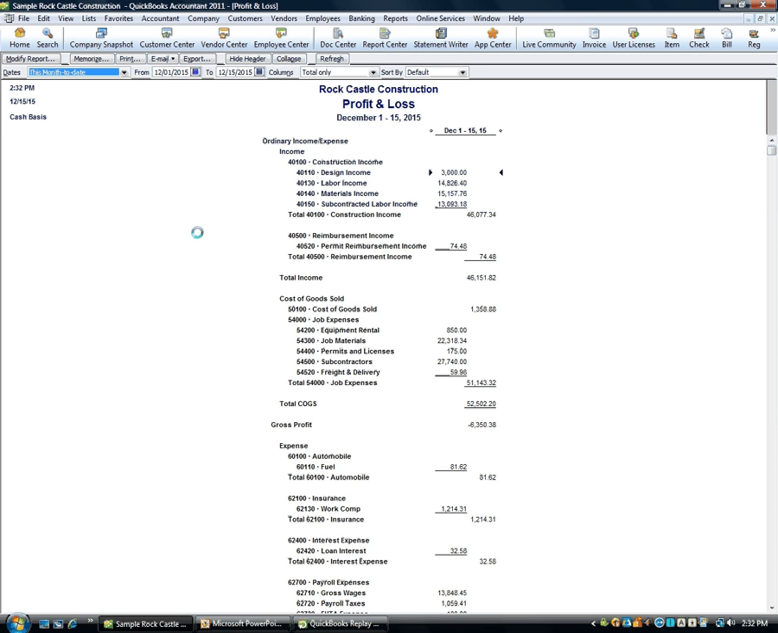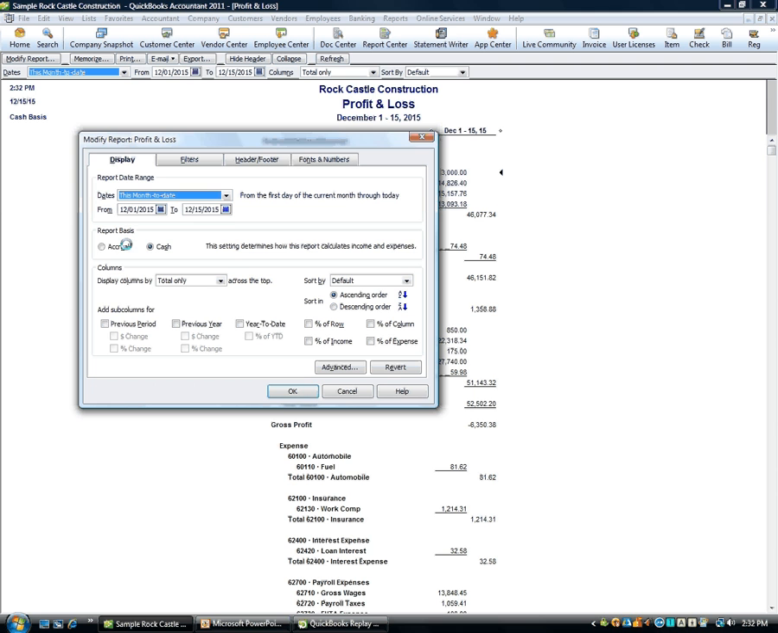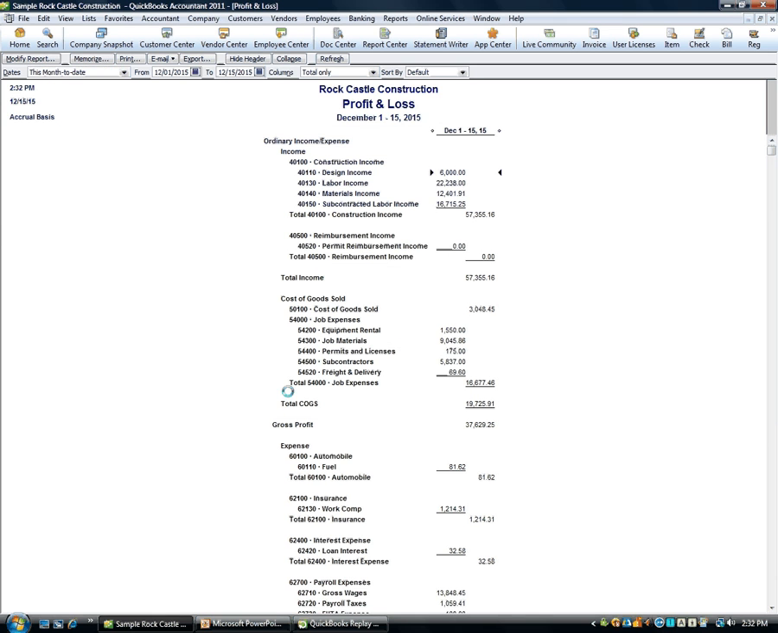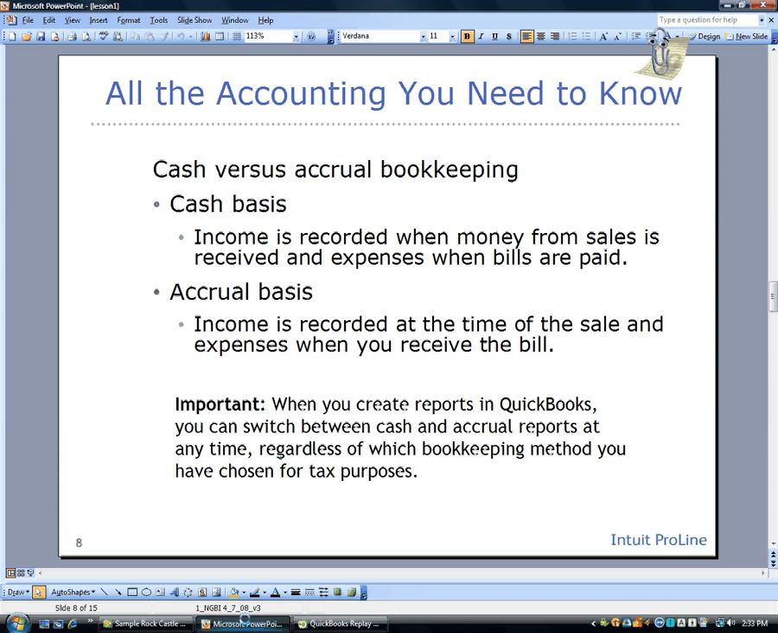So it's no longer, the income no longer reflects what you've billed. It only reflects what you received. Okay. So it's modify report, report basis, accrual, or cash. I'm going to go back to accrual. Now QuickBooks will automatically go back to accrual, even oftentimes when your company is set for a cash basis, because that's how it runs the report. So if you need that report to reflect a cash basis, you go into modify and you change the basis of the report. Okay, and that's what that is.